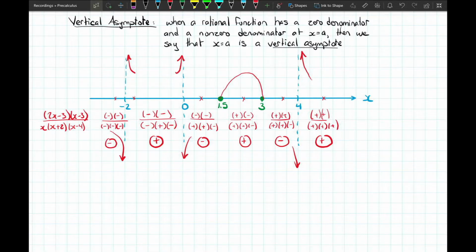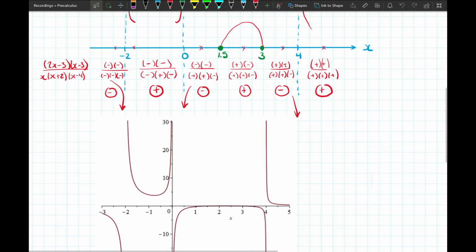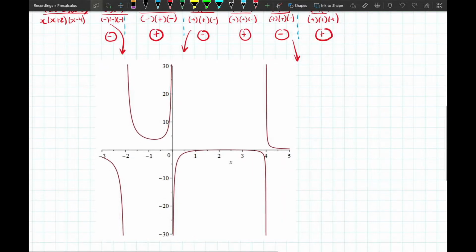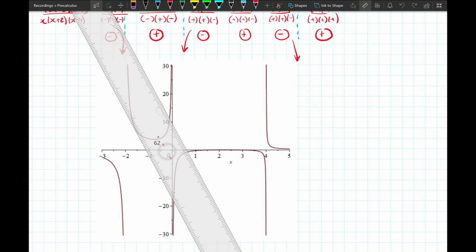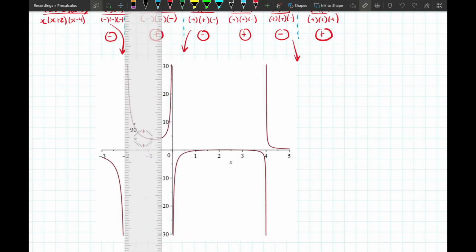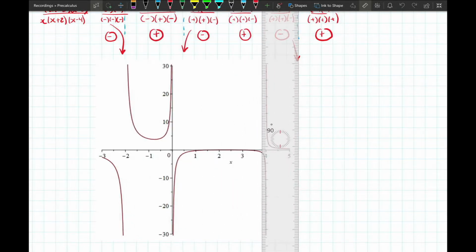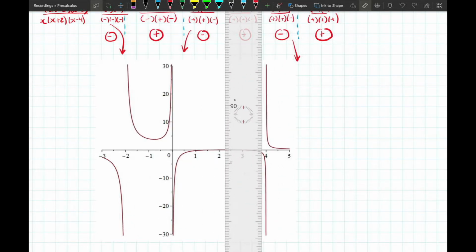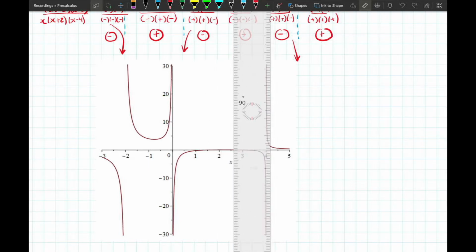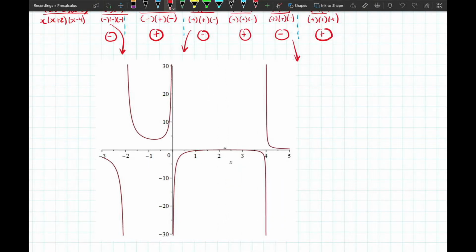In fact, we can compare this to the actual graph of this using Maple. And here is that graph, and you can see the same sort of behavior. We have these vertical asymptotes at the values x equals -2, x equals 0, and x equals 4. And then we also have a couple of x-intercepts here. It only just barely crosses the x-axis there, but we do have 2 x-intercepts.